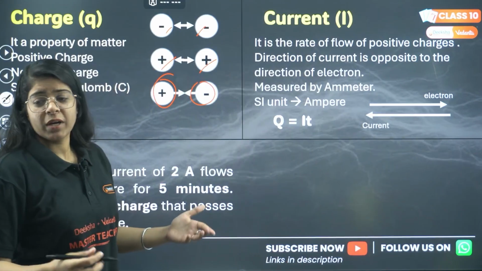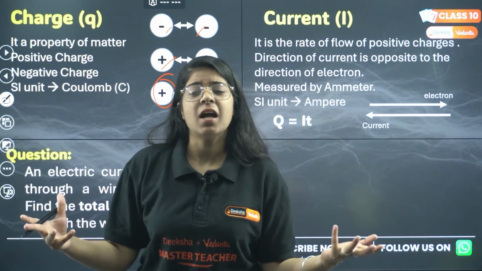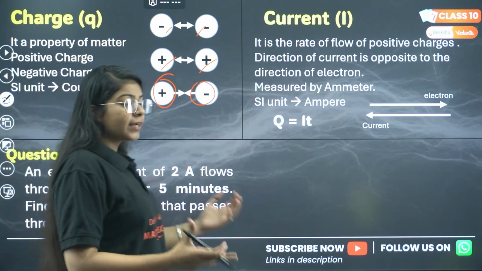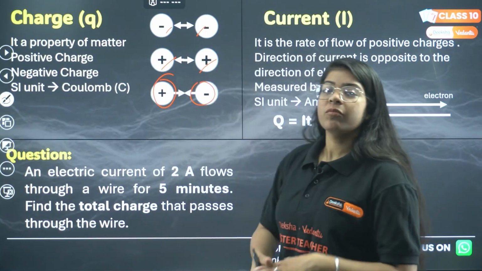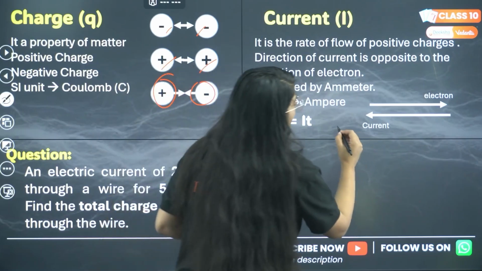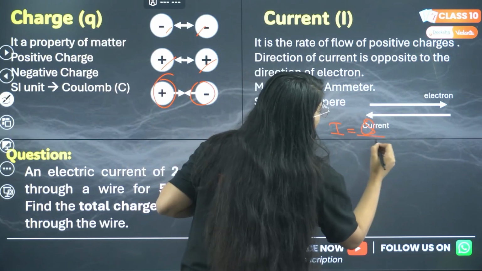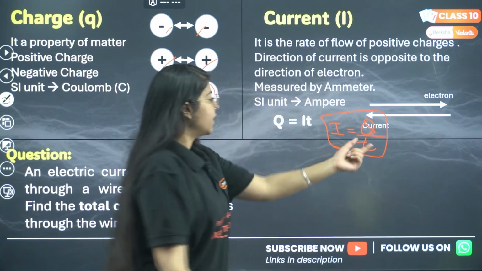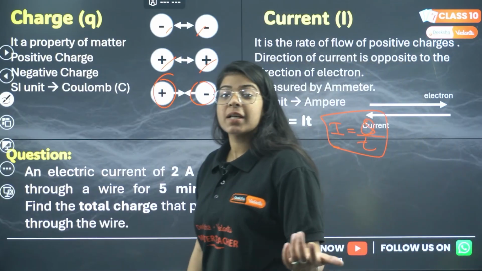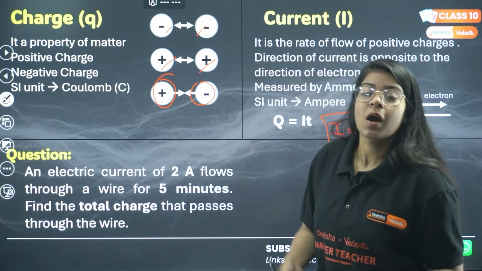Then the next topic we come to is current. Now current is also a property of matter, but it is the rate of flow of charges. Anytime we read rate, we just apply T in the denominator. So current is the rate of flow of charges. Charge was denoted by Q and time by T. If I take T to the other side, Q will be I into T. This is a very important formula: Q equals I into T.